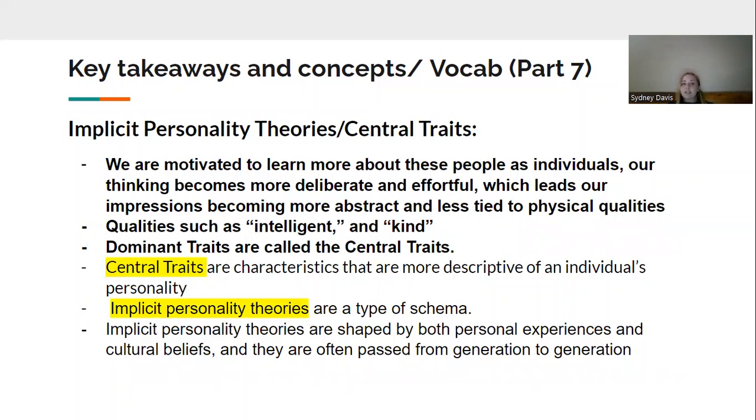Next is implicit personality theories and central traits. We are motivated to learn more about these people as individuals. Our thinking becomes more deliberate and effortful, which leads our impressions to become more abstract and less tied to physical qualities, such as intelligent, kind, and powerful. Dominant traits are called central traits. Central traits are characteristics that are more descriptive of an individual's personality.